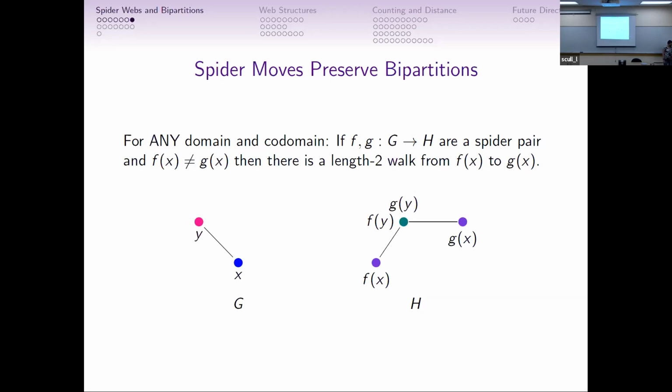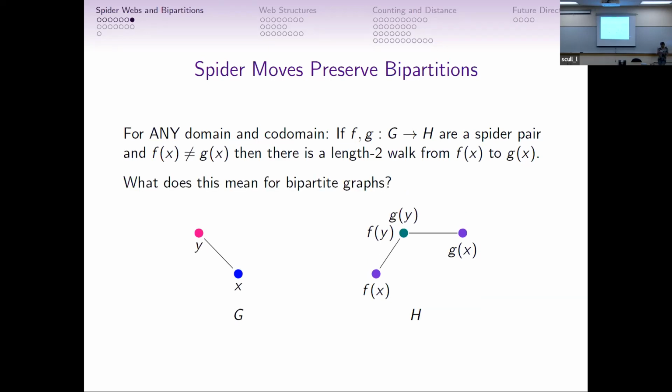And the upshot of this for bipartite graphs is since I know that every time I do a spider move, the image that I move moves by a length 2 walk, I can do as many spider moves as I want. I can move my entire image to somewhere else on the graph. And I know that where my image started and where it ended up will always be connected by an even length walk. And that means that at no point has the color that my vertex mapped to changed if my codomain was bipartite.